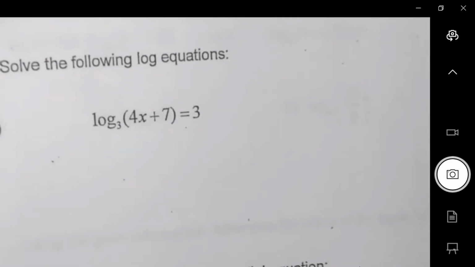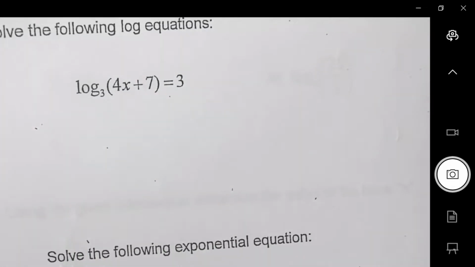Okay, solve. So how would I think about solving this? What would be a good idea?